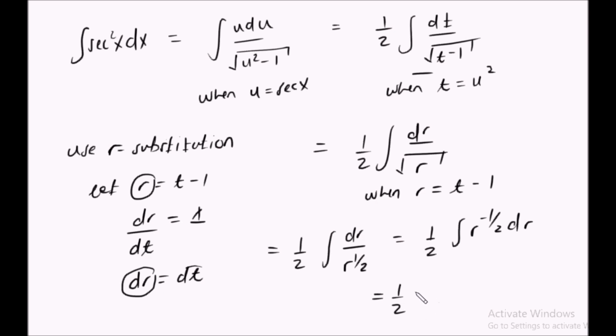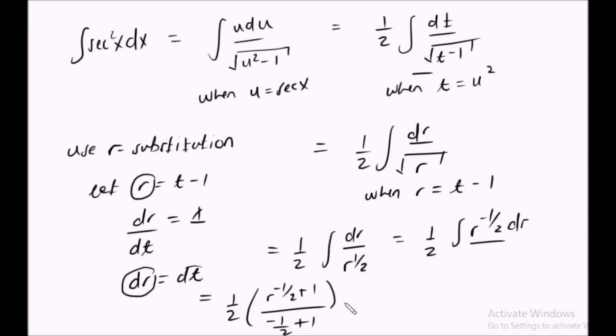Tuanzie huku mwanzo. So nitakuwa na 1 over 2 times, so niki integrate huyu nitapata r power negative 1 over 2 plus 1, over negative 1 over 2 plus 1, jumlisha c like that. C is constant. So negative half plus 1 ni positive half. So itakuwa ni r power 1 over 2 chini ya 1 over 2 plus c.